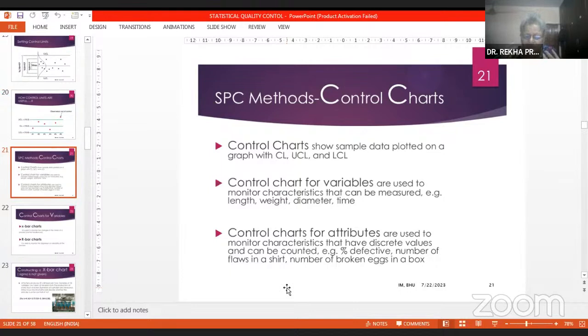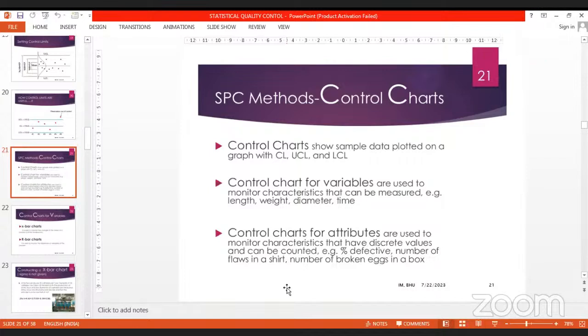So keeping this in mind, we make control charts. Sample data is plotted on a graph with CL, UCL, and LCL. Variable control charts are used to monitor characteristics that can be measured.